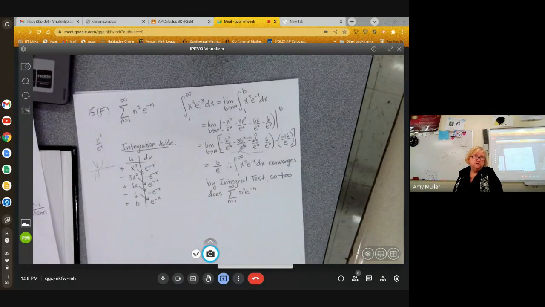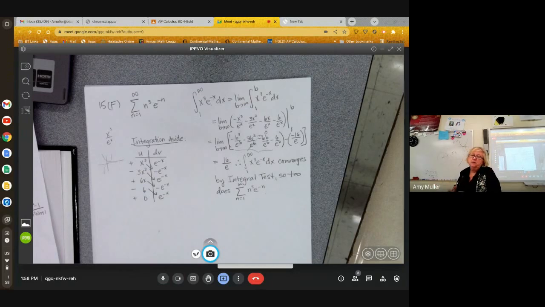Right? They either both converge or they both diverge, kind of like the limit comparison test. So how do I know when I'm going to do the integral test? When I look at it and I think I can integrate it, right?